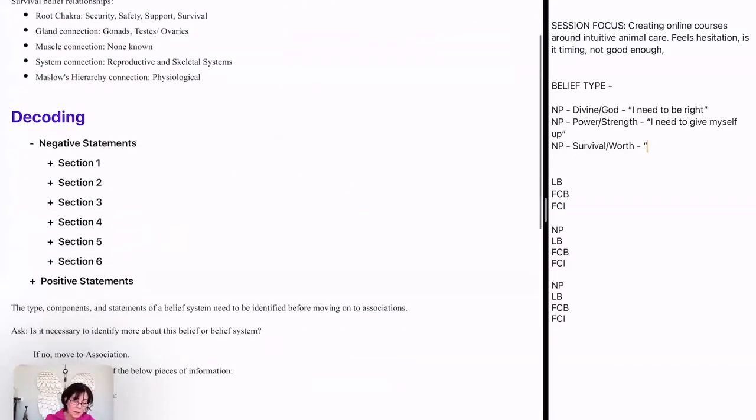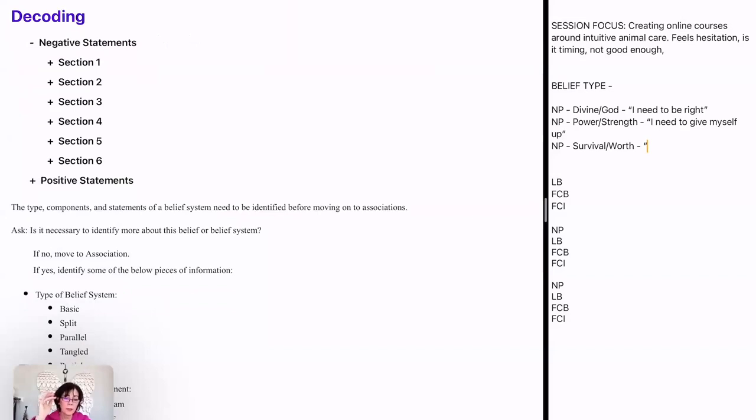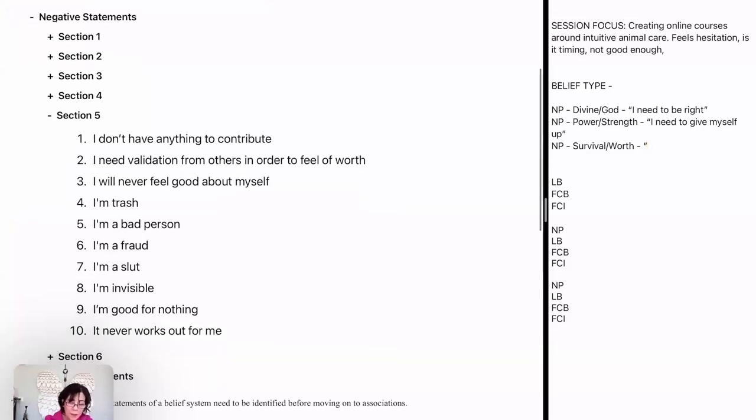Negative statements. All right, so are we looking in section 1, 2, 3, 4, 5, 6, 5? Section 5. Okay, we got 10 of them. Is it odds? No, it's evens. 2, 4, 6, 8, 10, 8. I'm invisible. Oh, that's interesting. It's interesting. I'm invisible.